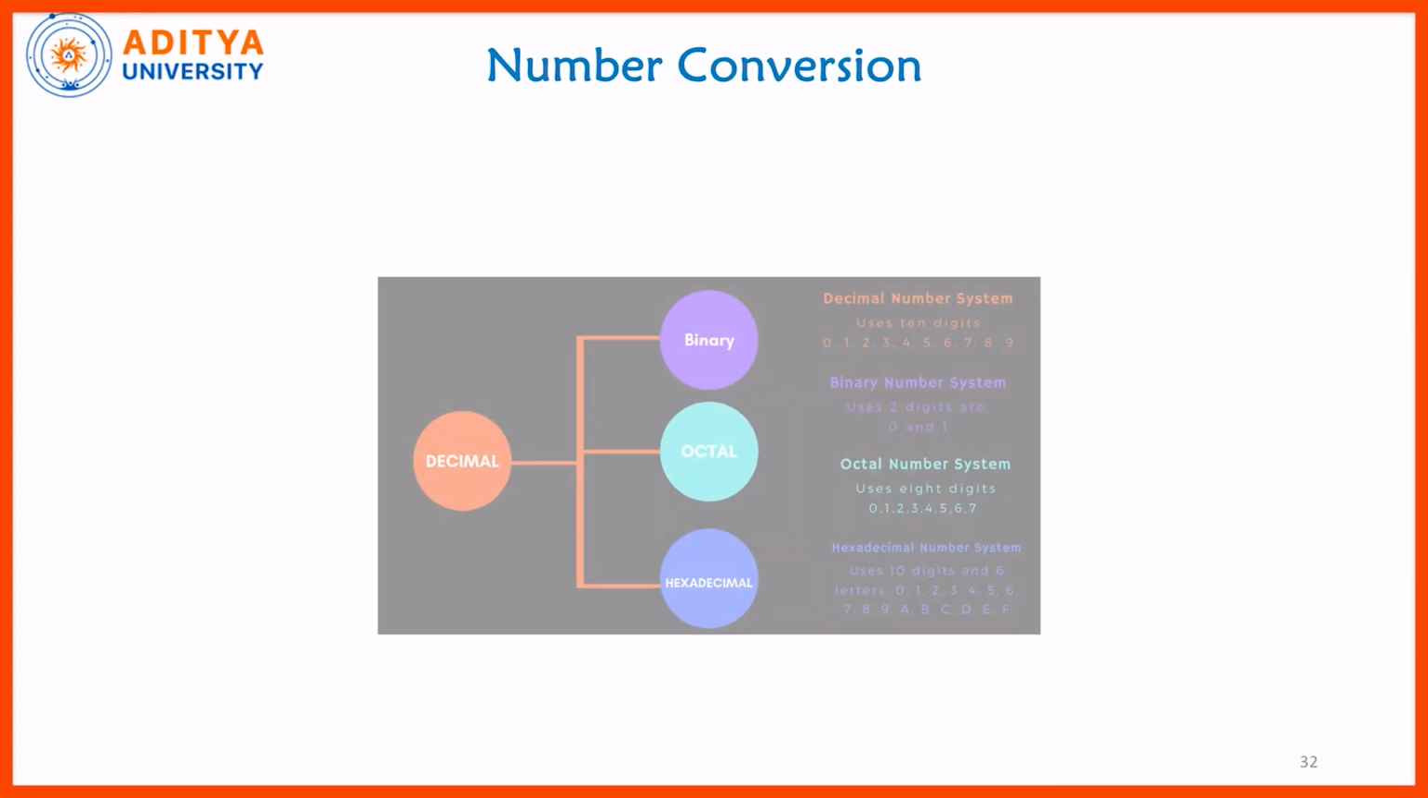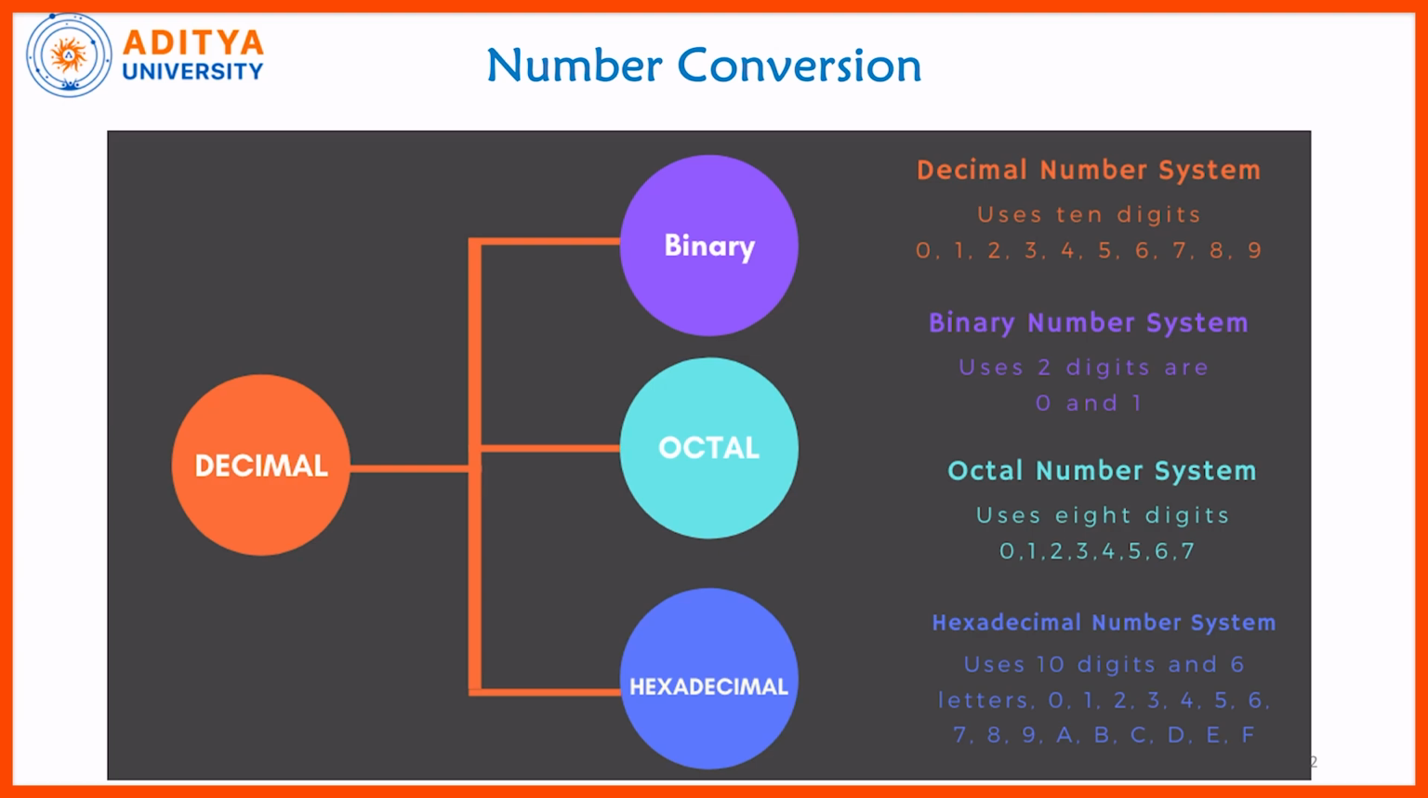So, we already discussed about these number systems. We know about the decimal, binary, octal, hexadecimal. We already discussed all these number systems. We know digits from 0 to 9, 0 and 1, 0 to 7, and 16 means here 0 to 15, that is 0 to F representation in hexadecimal.